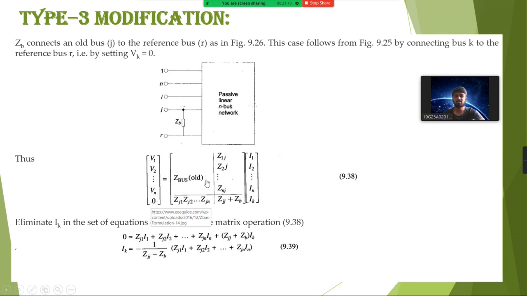So we will get the equations like this, with Z bus old and so on, Zij and Zjj plus Zb, and also we will get this last line with I1, I2 and so on up to In, Ik. We are setting Vk equal to 0 for the reference bus and eliminating Ik in the set of equations because Vk is 0 here, and the matrix equations we will get like this.